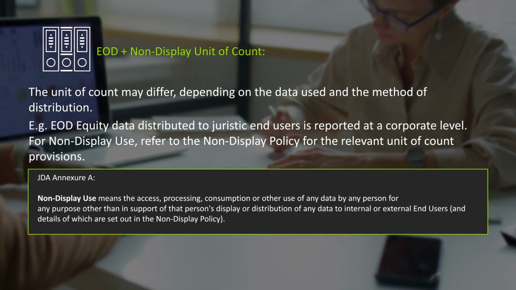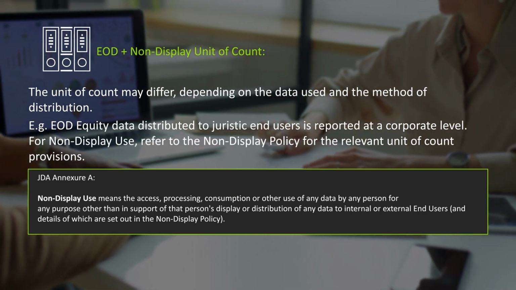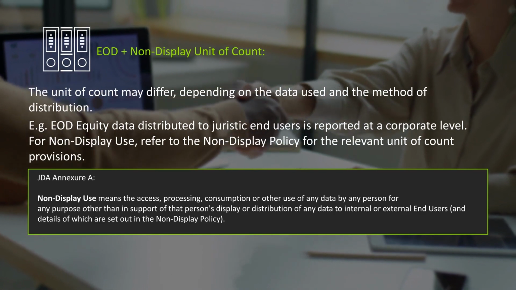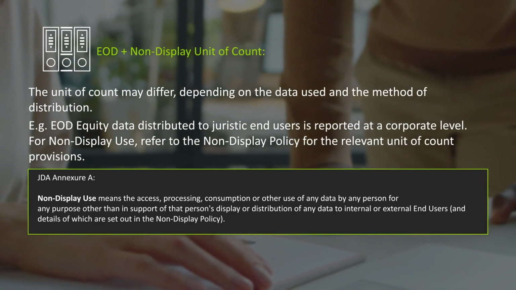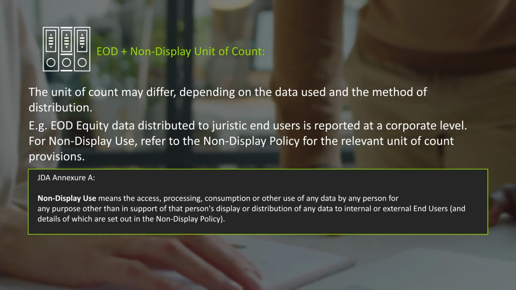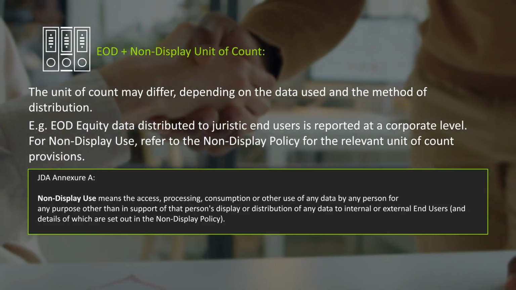Non-display use means the access, processing, consumption, or other use of any data by any person for any purpose other than in support of that person's display or distribution of any data to the internal or external end users.